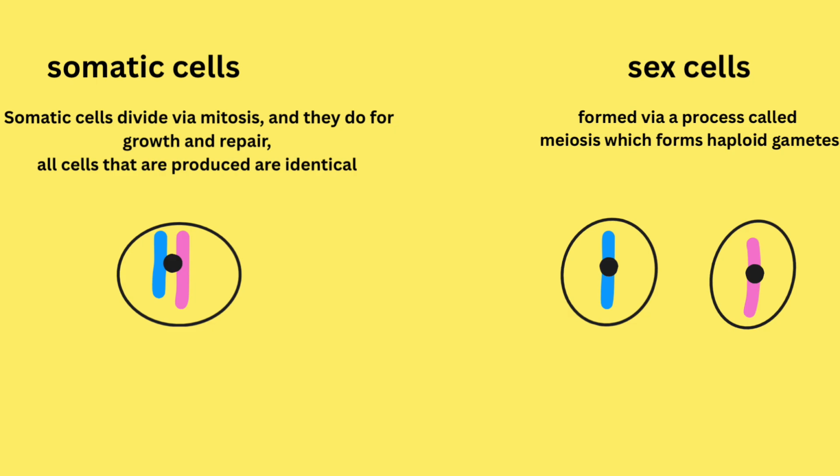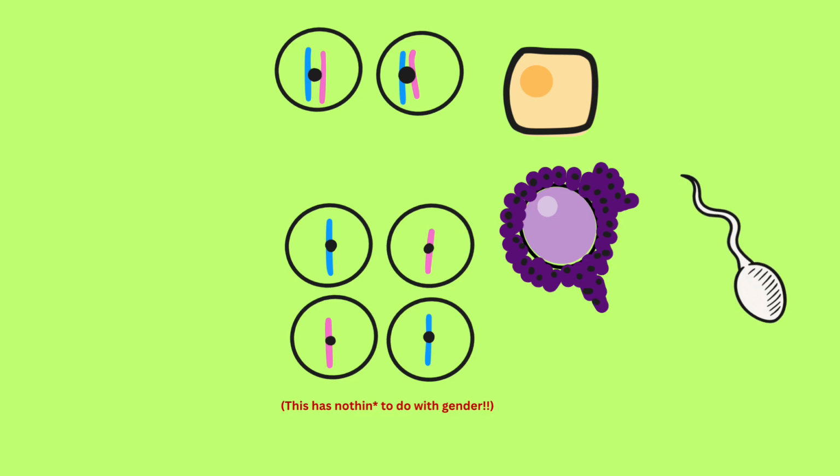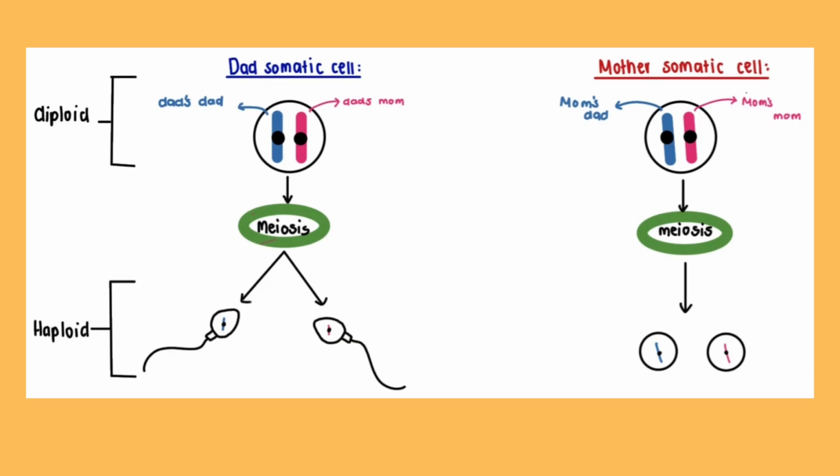Sex cells, however, are formed via a process called meiosis, which forms haploid gametes. So instead of a cell with a pink and blue chromosome, you will have one with just blue and one with just pink. Looking at the example below, you can see that dad's cells originally had two chromosomes, one from his dad and one from his mom, the same with the mother. Their cells went through meiosis to produce sex cells that only have one chromosome. Please note that in the female eggs, the process is not as simple as depicted in this example, but this helps you to understand the concept.